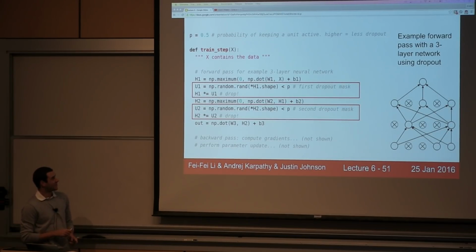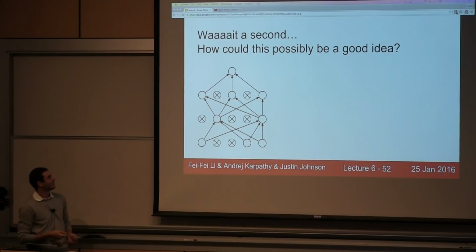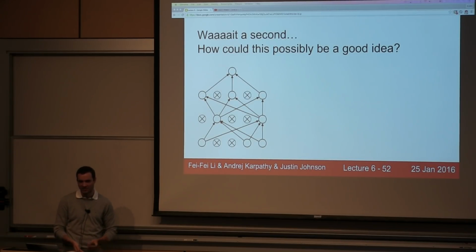Okay, so you might be thinking when I showed you this for the first time, how does this make any sense at all? And how is this a good idea? Why would you want to compute your neurons and then set them at random to 0? How does that make any sense whatsoever? So I don't know. What do you guys think?